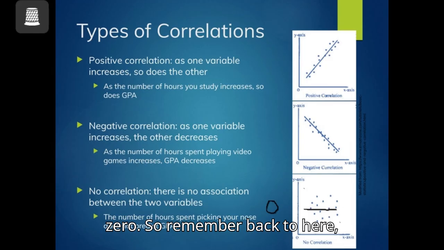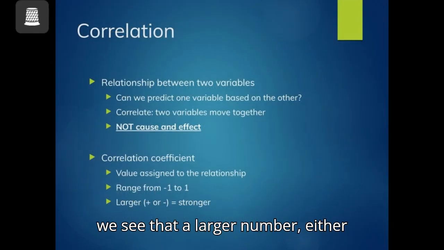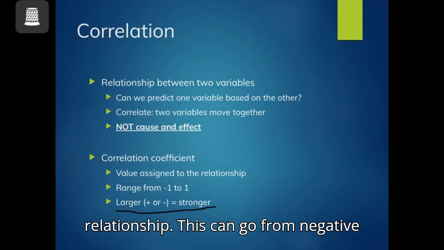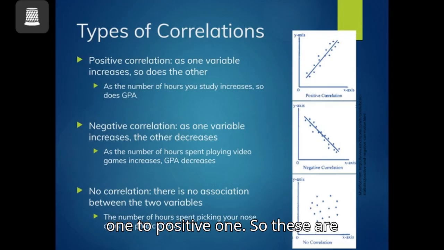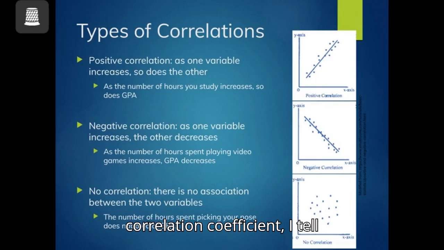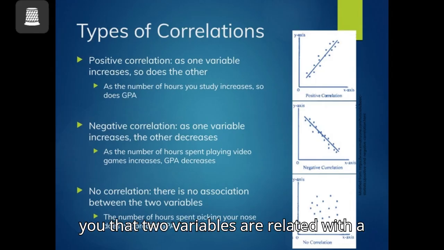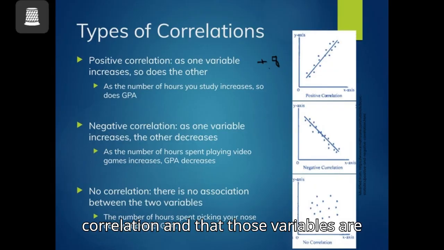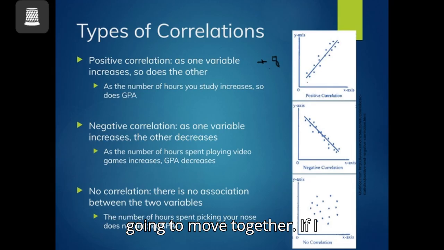Remember back to here, we see that a larger number, either positive or negative, means a stronger relationship. This can go from -1 to +1. So these are types of correlation. If I give you a correlation coefficient, and I tell you that two variables are related with a correlation coefficient of 0.8, you would know that because that's positive 0.8, it's going to be a positive correlation and those variables are going to move together.